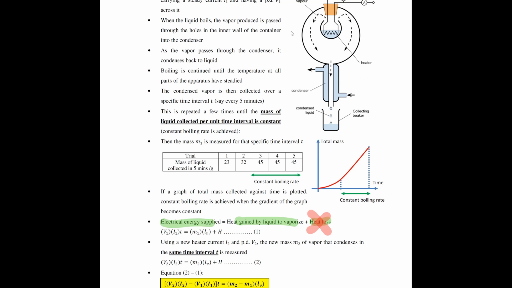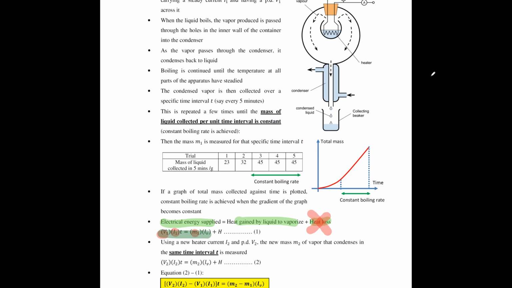But there is a way to go around it in order for you to find out your latent heat of vaporization. That is by doing the experiment twice. Okay. Now, when you first did your experiment, converting your liquid to gas, you will use a certain power setting. You use a certain PD and current for your electrical immersion heater. For that power setting that you had, you will collect the mass of liquid converted to gas when it has reached constant boiling rate. This is the equation that you will get. Okay. V1 I1 t equals M1 Lv plus H, where Lv is your latent heat of vaporization.